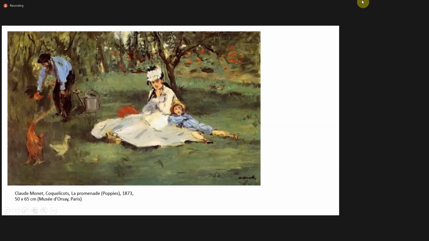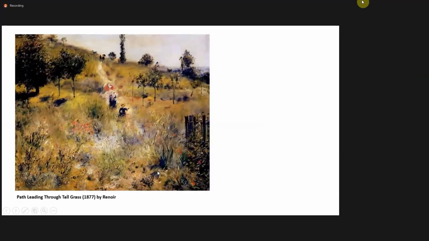Here, the color patches of the dress. It's not just white. You can see the patches. In realistic paintings, the patches are not visible like this. This is also another painting by Claude Monet. This one.